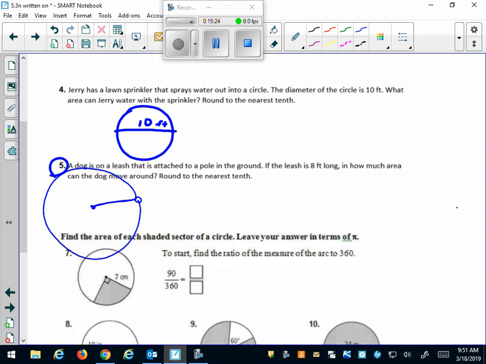I've seen this written as like a cow is grazing, you know, blah blah blah. They do this type of a question a lot, but understand that it's just finding the area of a circle. And what is the radius of this circle? 8. The length of the leash is basically the radius of the circle, and then you use that to find the area.